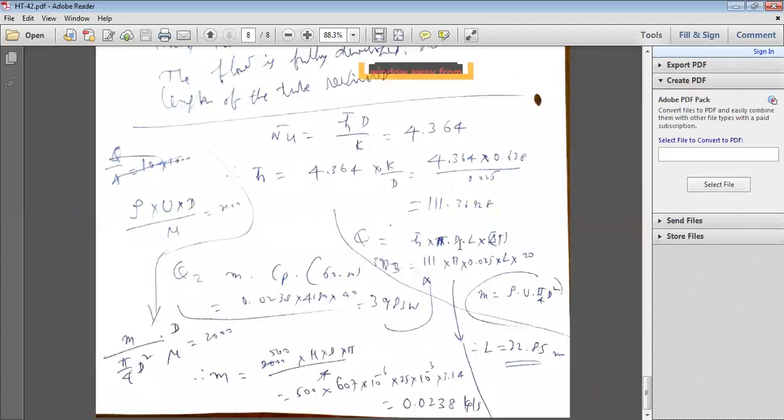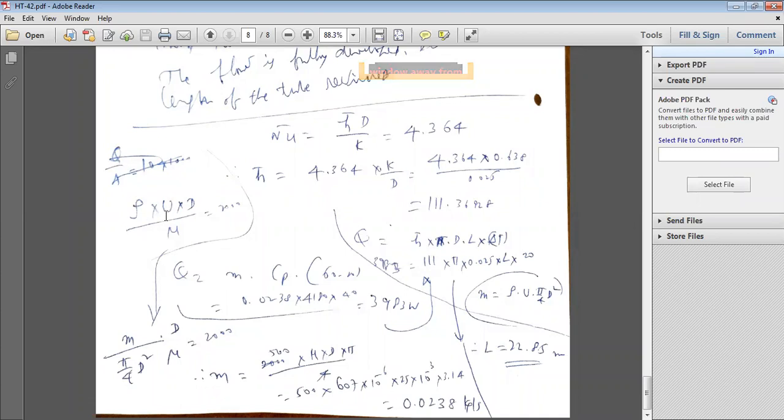But how do you calculate the length of the tube by using this formula? Q is equal to h bar into pi D L into delta T. Here Q is required. But how do you calculate Q? Q is equal to m into Cp into temperature difference. The m value is not given. That is to be calculated. But how do you calculate the m value?